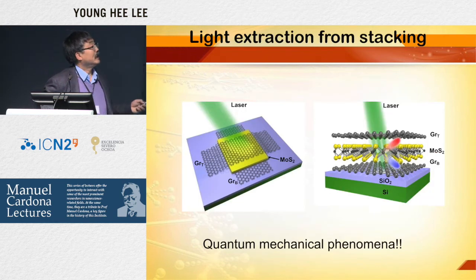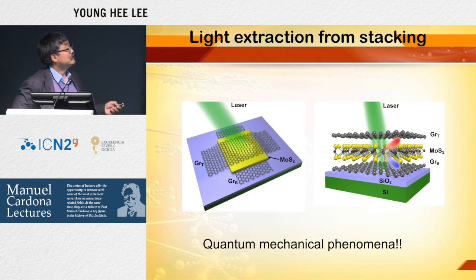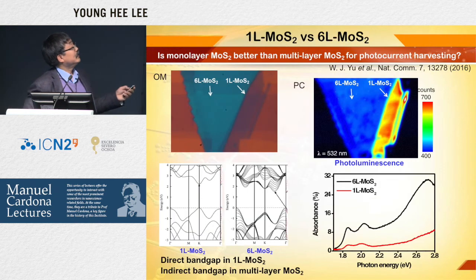And another thing that I like to mention is you can simply fabricate again this MoS2 between two graphene layers, and you shine the laser, and you extract carriers from MoS2, and then we can extract the carriers, which is called photocurrent. But depending on how many layers you have here, that's a phenomenon. So here we have just an exfoliated sample. We have this monolayer, and we have 6 layers. You can actually see very high photoluminescence in the monolayer.